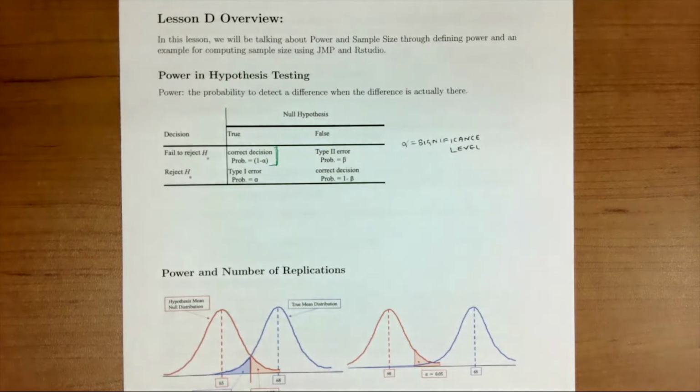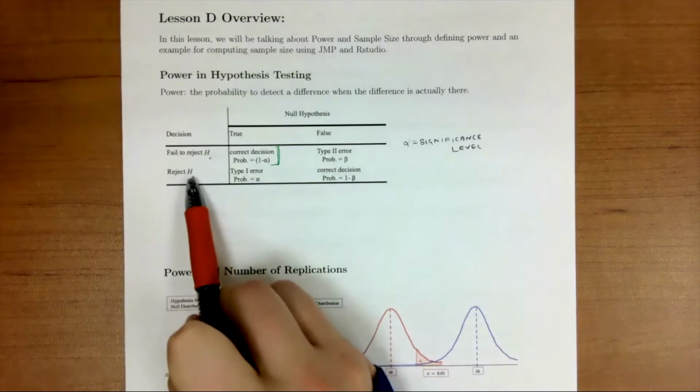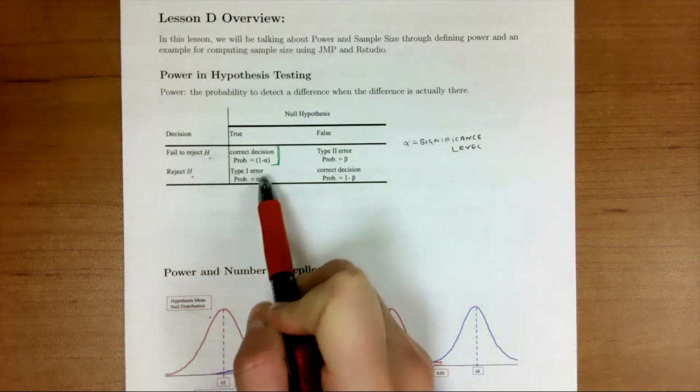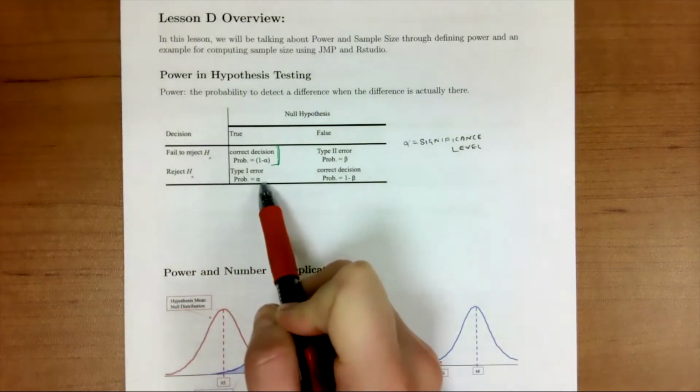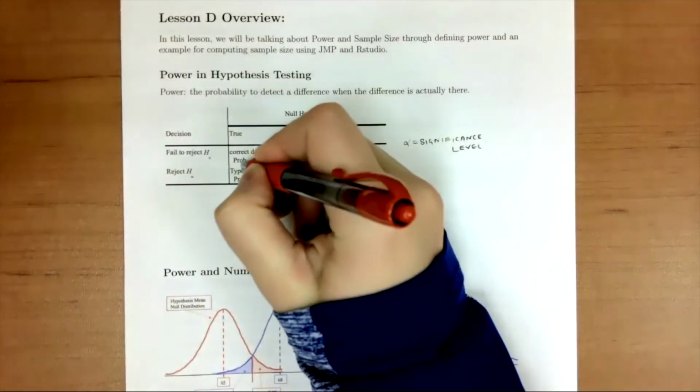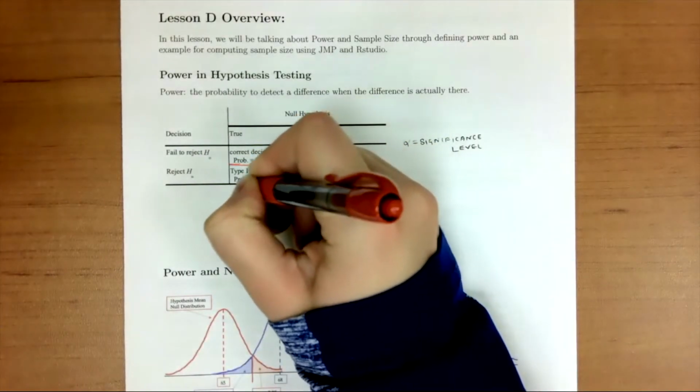Now, if we reject the null hypothesis, reject the null, and the null is true, this is when we're going to make a type 1 error. So this is bad.